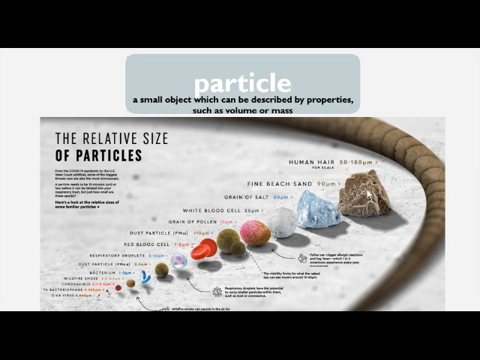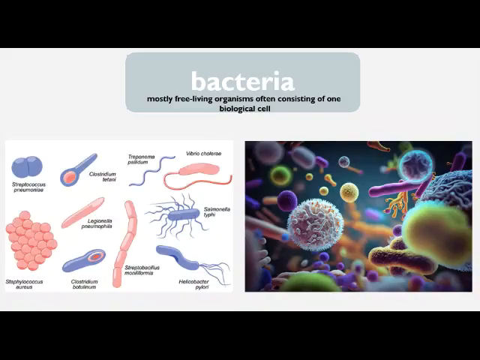This is a piece of fine beach sand. We also have a grain of salt, a white blood cell, a grain of pollen. So all of these things are zoomed in to look much bigger than they are because they're all particles. They're really, really tiny. Our next word is bacteria.